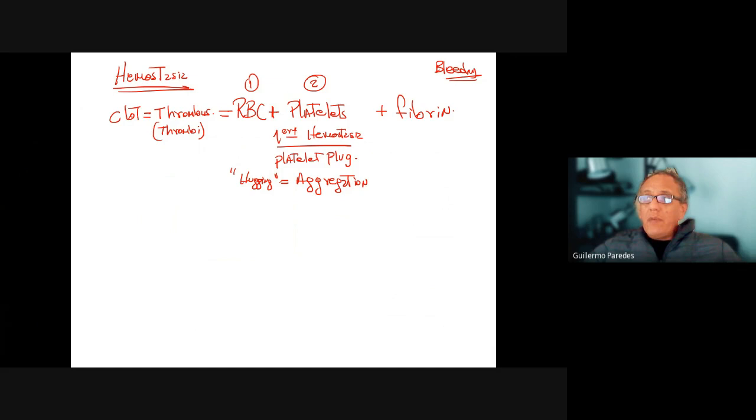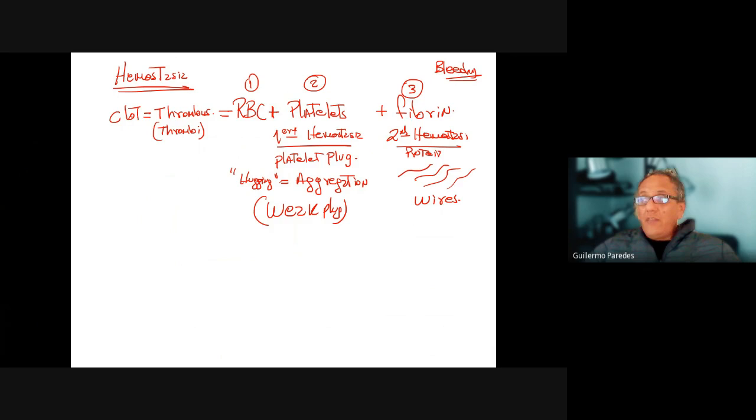But this plaque is very weak. By itself, it's going to diminish the blood, but it's not going to stop the bleeding. So the help comes: the fibrin, which is called the secondary hemostasis. This fibrin is a protein, and this protein is like wires. The weak plug, a mass of platelets, is like cement. But in order for cement to be strong, you need to put wires in it, and these wires are the fibrin. Together they form a strong clot. You okay with that? Yes.